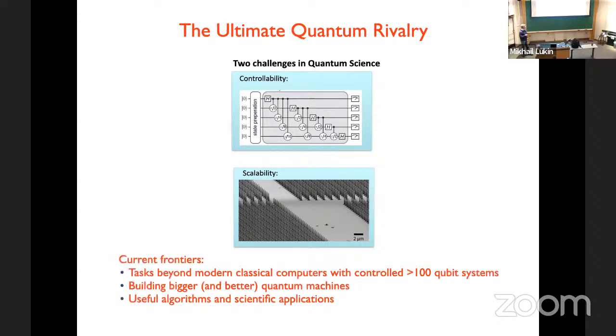And this is basically the current frontier. We would like to push these systems beyond what modern classical computers can do. It requires controlling over 100 or so quantum bits, and then using these systems to figure out how to build bigger and better quantum machines, but also to start exploring some early applications and algorithms and things like this.